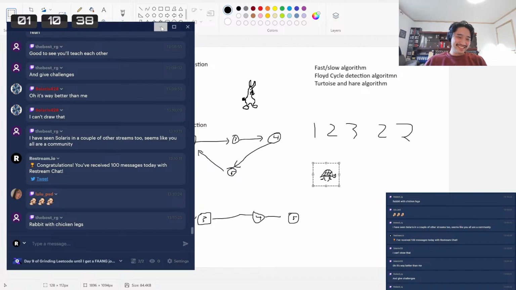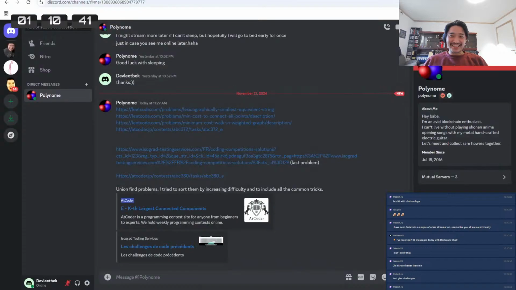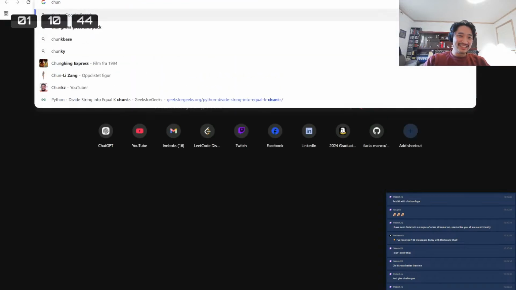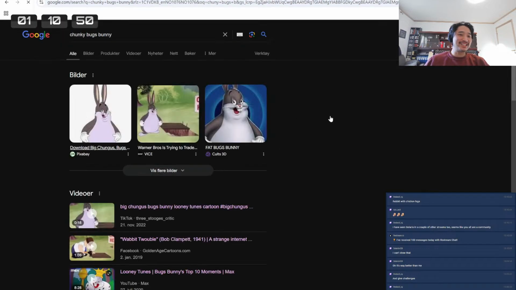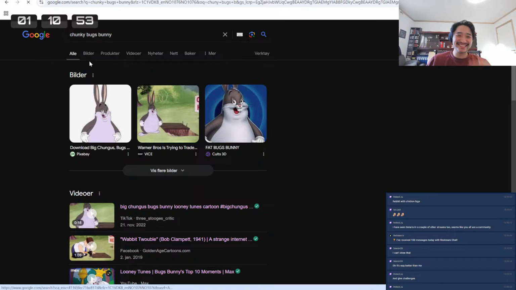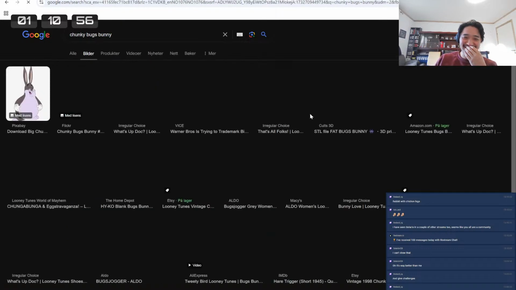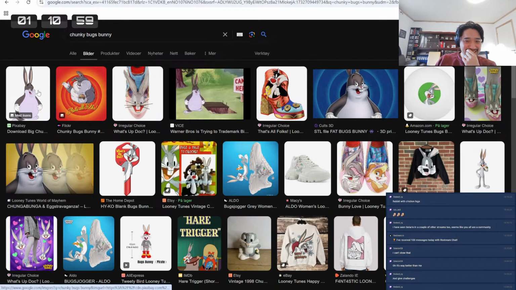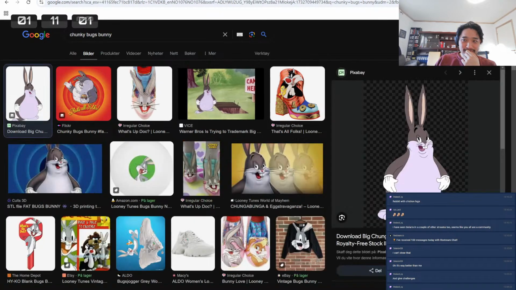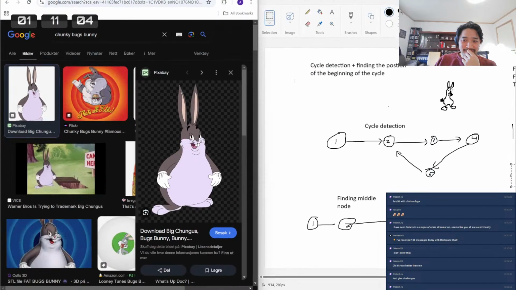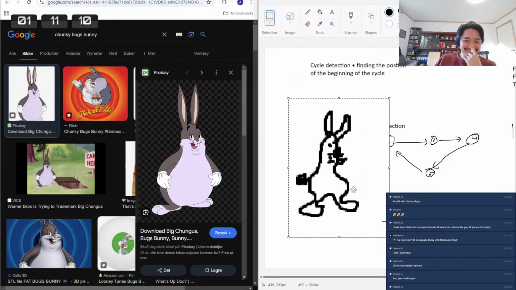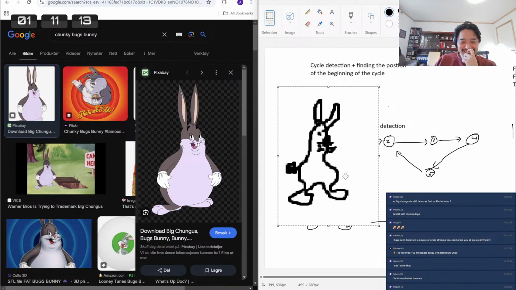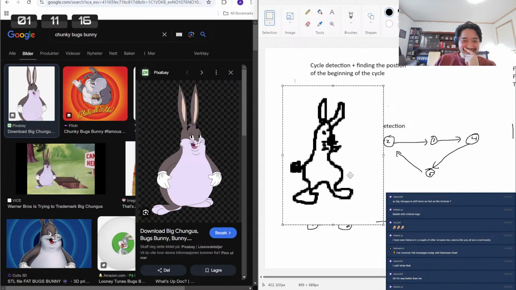Thebiest_RG: Rabbit with chicken legs. No, I will explain what I tried to draw. It's the chunky, oh, what's it called? Bugs Bunny? Big Chungus. I tried to draw Big Chungus. I was unable to draw Big Chungus. Do you see the similarities? Solaris 428: So Big Chungus is still twice as fast as the tortoise? Obviously.